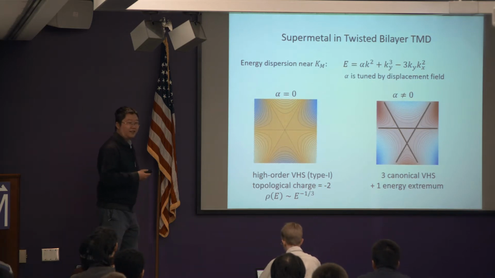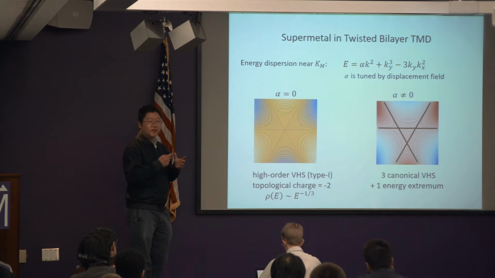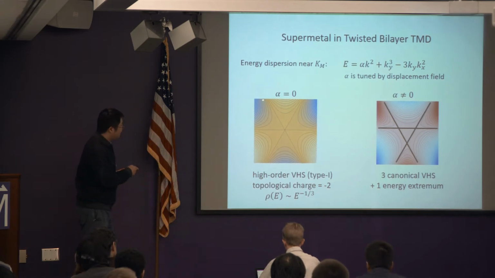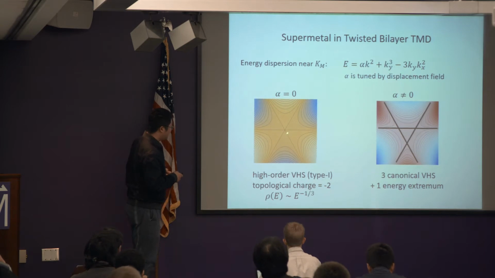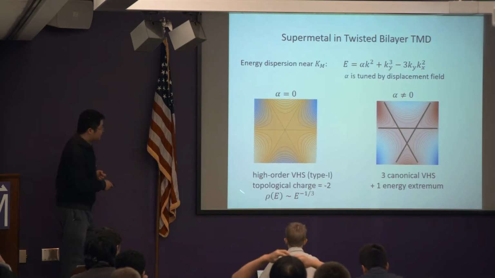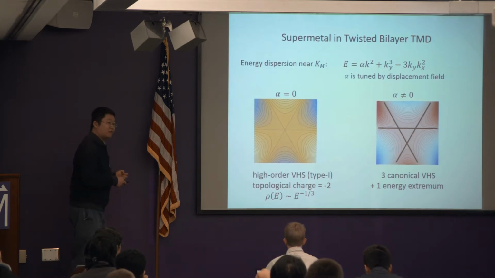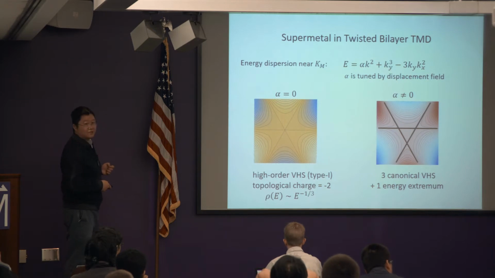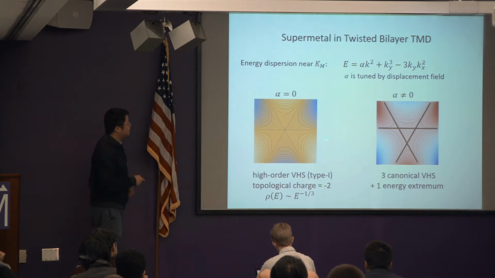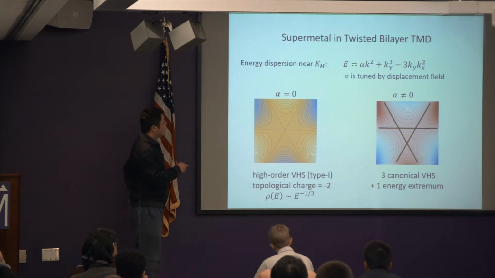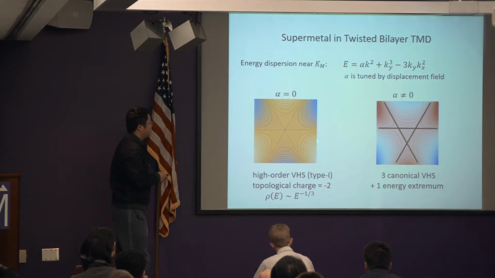The conventional Van Hove singularity is when 2 Fermi contours intersect each other. But in this case, we have 3 Fermi contours. For example, if you look at these blue colors here, they intersect at the same location in k space. So this higher order Van Hove singularity has a topological charge which is -2, again different from a conventional Van Hove singularity. It has a divergent density of states with a power law divergence instead of logarithmic, and the exponent here is -1/3.